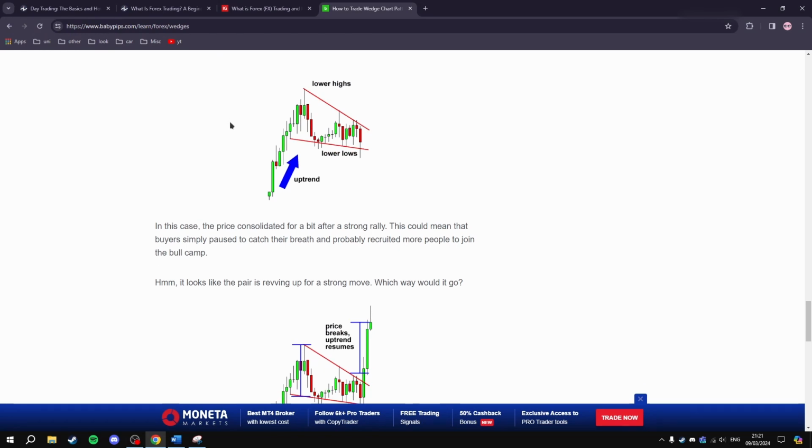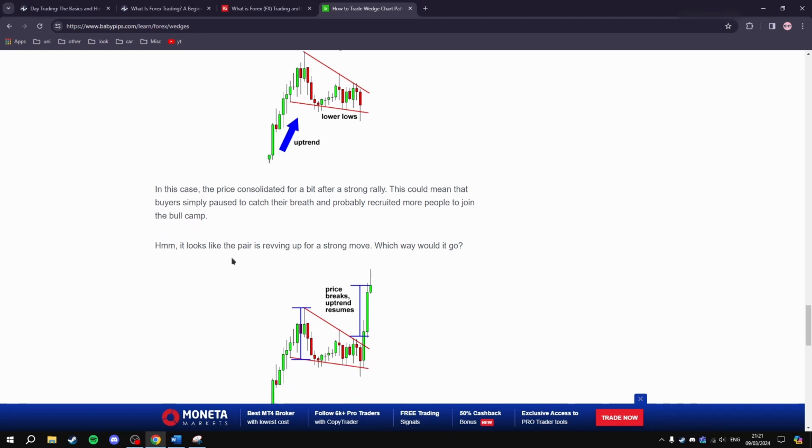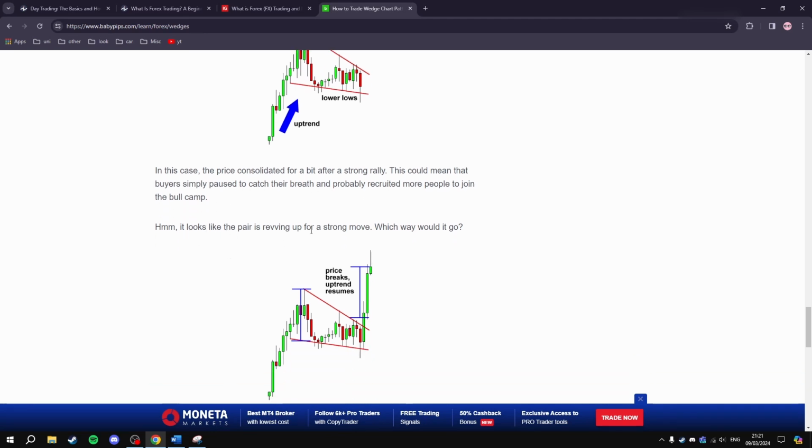In this case, the price consolidated for a bit after a strong rally. This could mean that buyers simply paused to catch their breath and probably recruited more people to join the bull camp. It looks like the pair's revving up for a strong move. Which way would it go? Upwards.